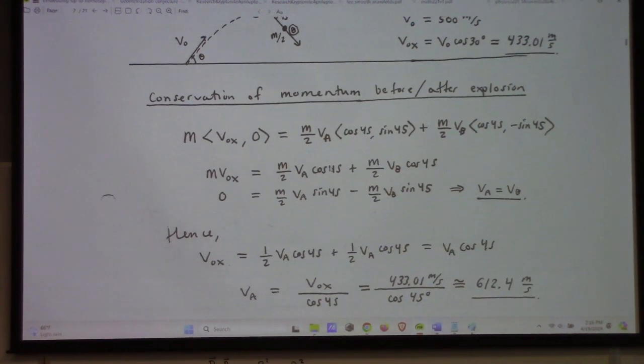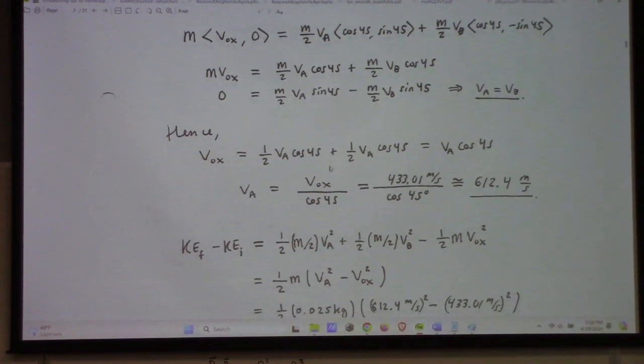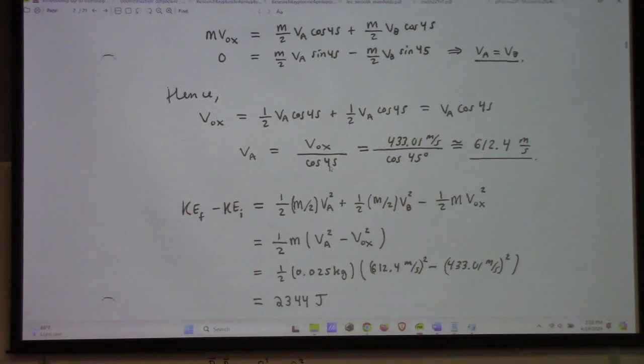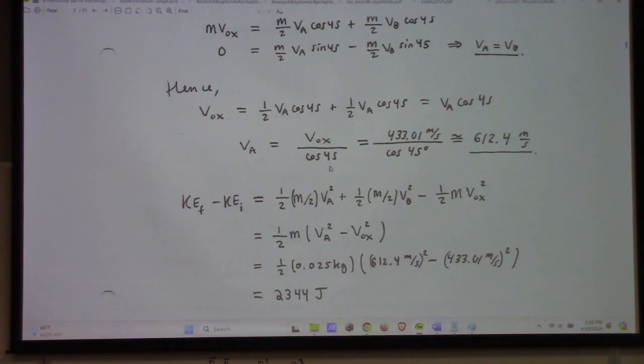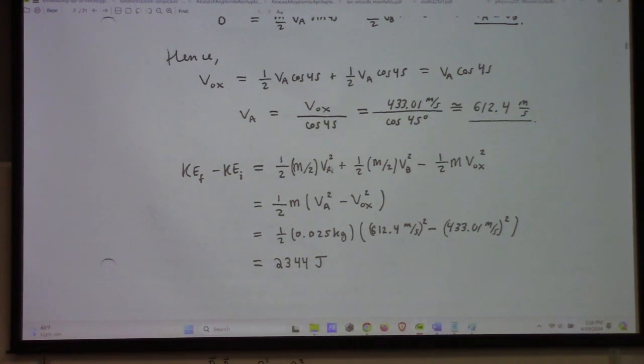Anyway, I worked out the algebra here, and we get 612.4 meters per second for the velocity. And the difference in the kinetic energy before and after the explosion works out to about 2,344 joules. Obviously, I'm not a practitioner of significant figures in here. Don't tell the chemists. As you know, they care infinitely more than I do about it.